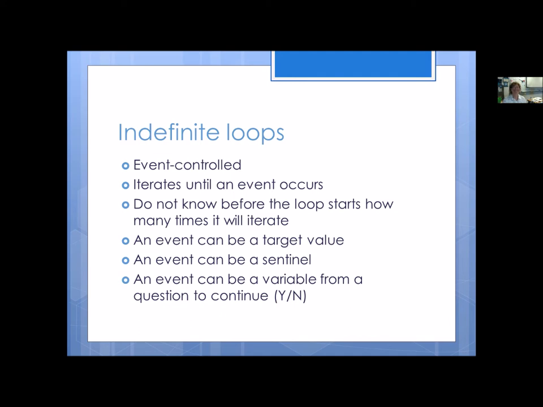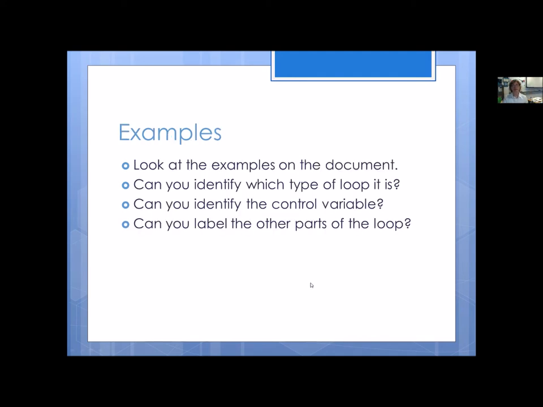Now we're going to take a look at some examples and see if you can identify which type of loop it is. So we've talked about them, you've written down the definitions, but can you identify them? Also, can you identify the control variable? And this part's optional, but it'll give you good practice before the test. When you take a look at these examples, can you label the other parts? You know, increment, accumulate, initialize, those kinds of things.